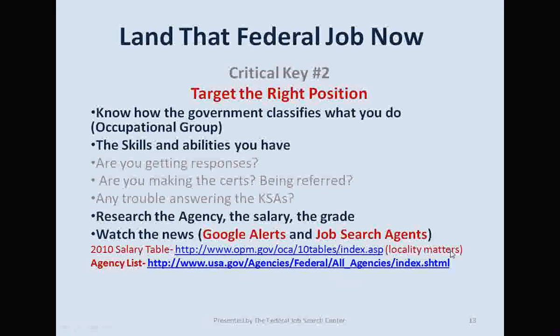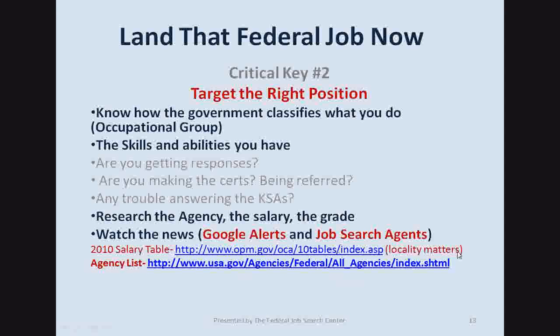And also, I put in parentheses that locality matters, and that's because you really do get adjustments for where you live. If you live someplace that has a higher cost of living, your salary adjustment could be quite substantial compared to someone in a much lower cost of living geography.